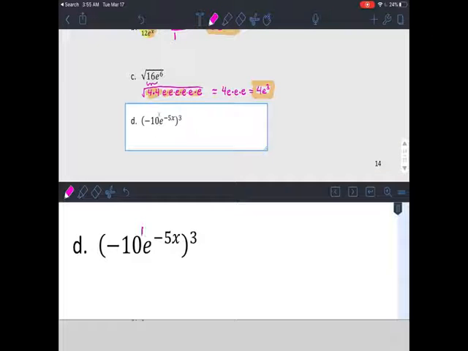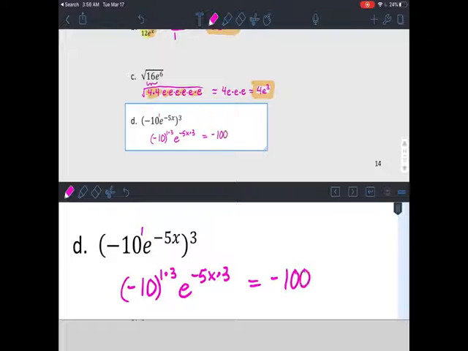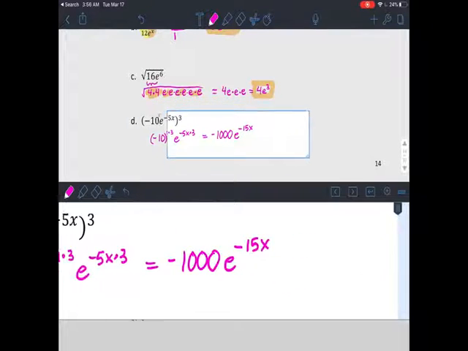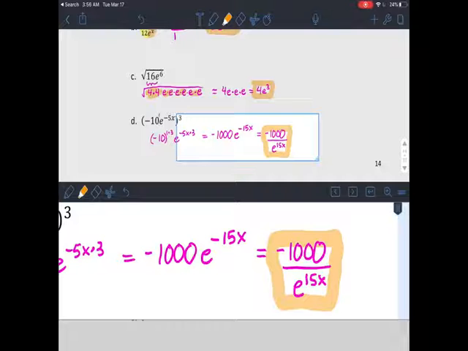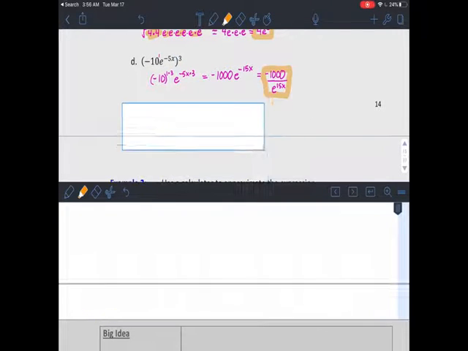Here you have some expression being raised to the third power. So I'm going to write it out with everything's power being multiplied by 3. If you actually do that multiplication, you have negative 1,000 for your negative 10 to the third, and then e to the negative 15x. Because that's a negative exponent on my e, I'm just going to go ahead and make it in the denominator as e to the positive 15x. It's kind of a toss-up if you have to do that on e's, but I'm going to go ahead and do that.